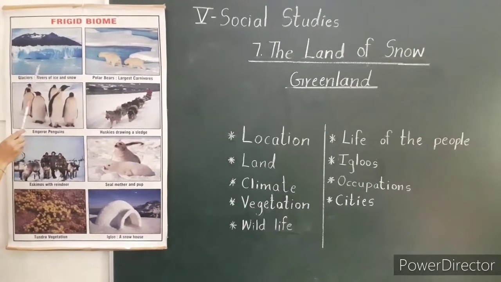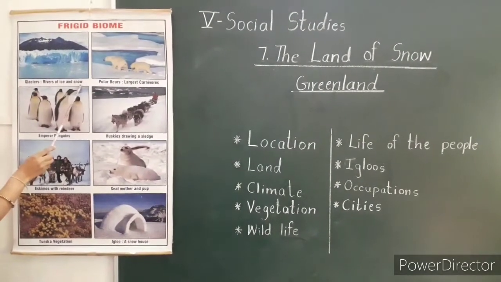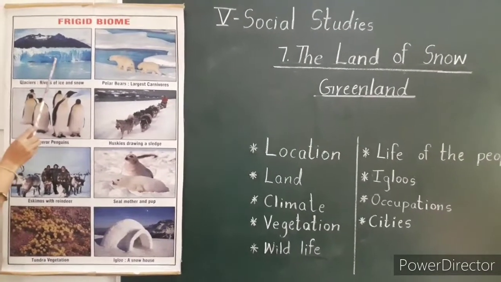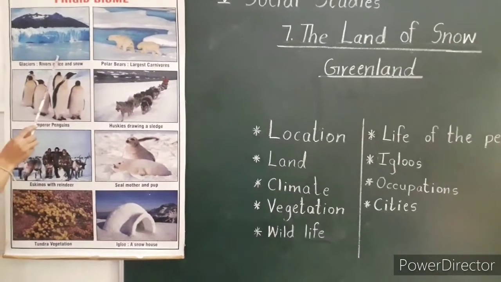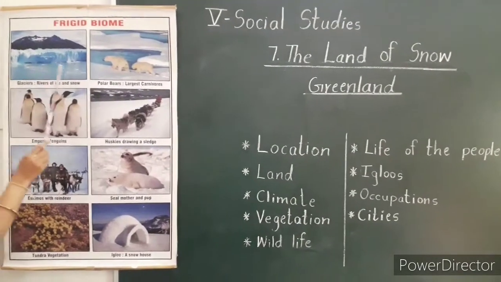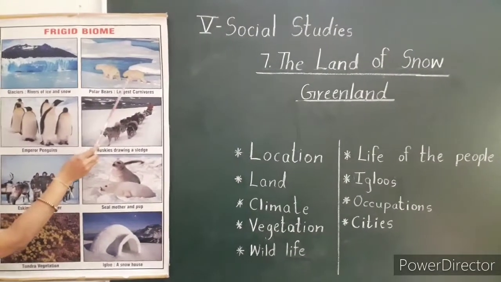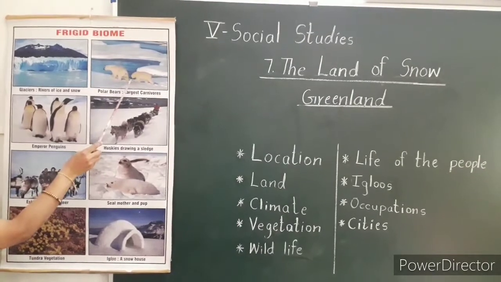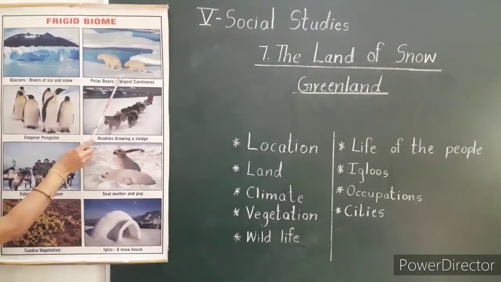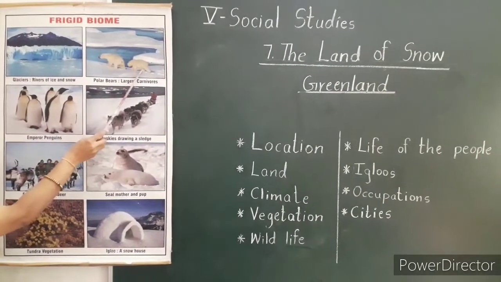Children, see here. This is the chart of freeze biome. In the first picture, we can see glaciers or rivers of ice and snow. Glaciers are thick ice sheets that float on sea water. These are very dangerous to ships. In the next picture, we can see polar bears. Polar bears are the largest carnivores. They can sustain extreme cold weather. They have thick fur on their skin.